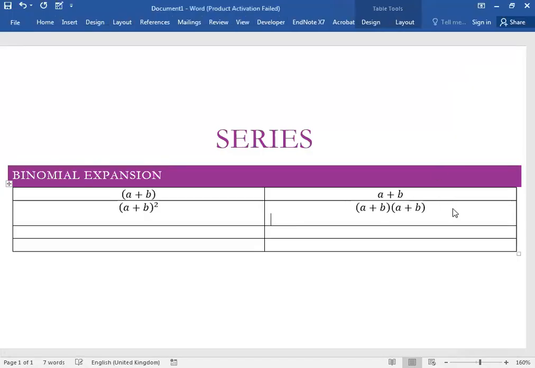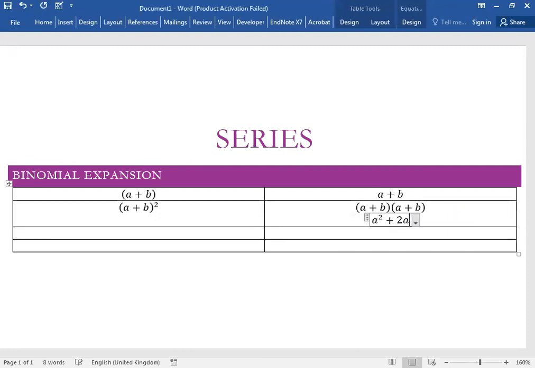So once you expand and simplify, you get a square plus 2ab plus b square. Is this right?